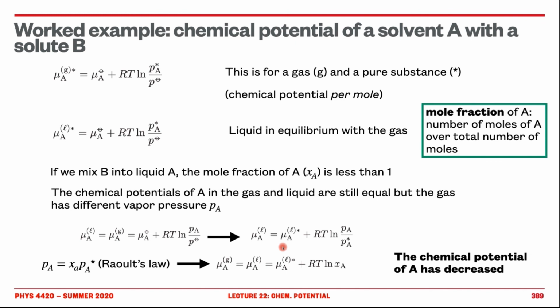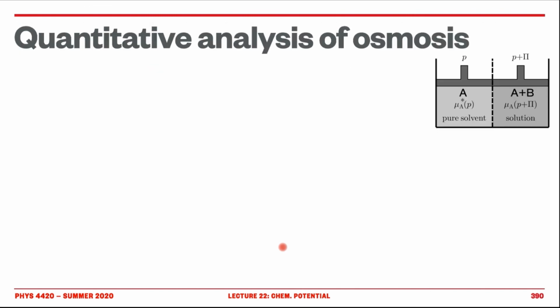So this is my A plus B solution. Now let's try to think a little bit about this, before we go any further. By having A plus B, we have decreased this chemical potential, right? We just saw it. We have decreased it compared to what? Well, compared to this.